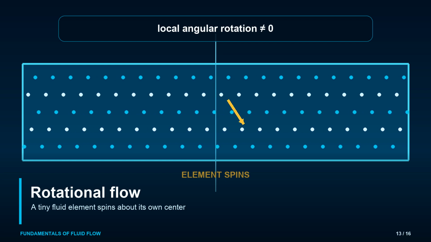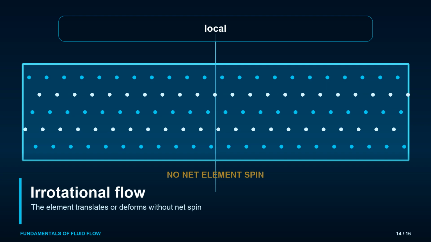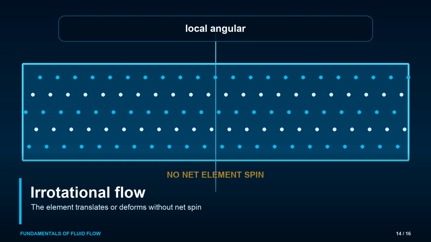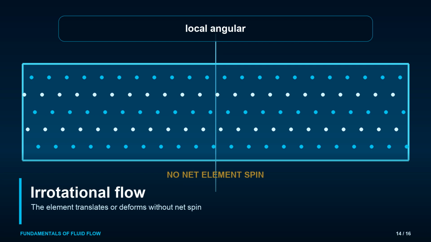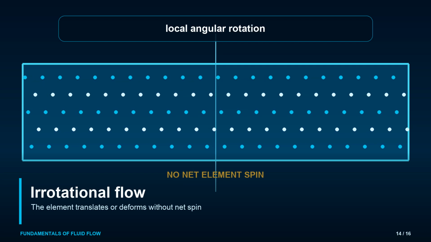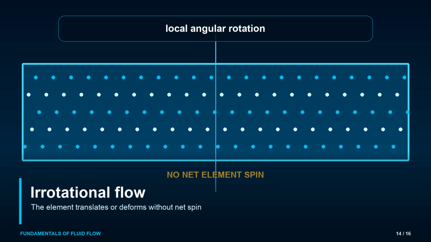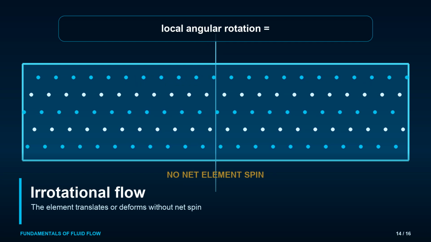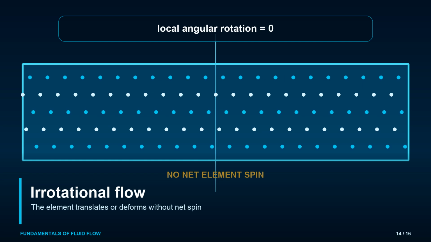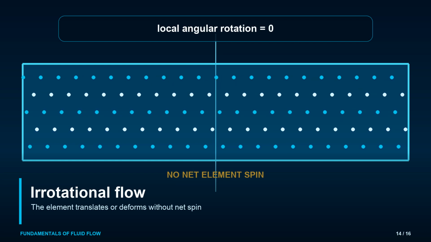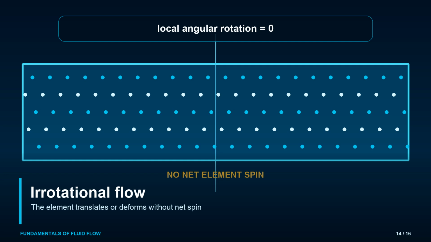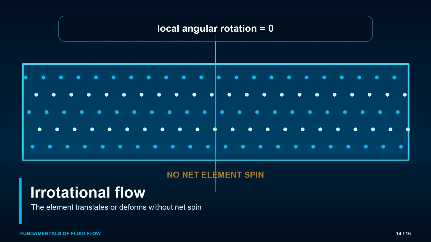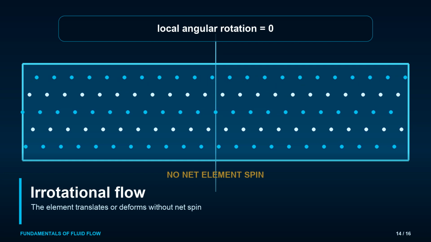In irrotational flow, a small element may translate and deform, but it has no net angular rotation about its own center. Curved particle paths do not automatically mean rotational flow. The deciding question is whether the fluid element itself spins. An ideal free vortex can follow circular paths, while remaining irrotational away from its center.